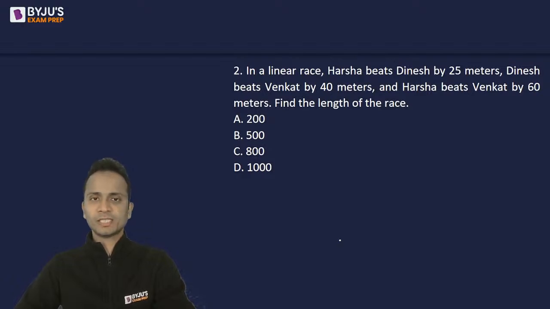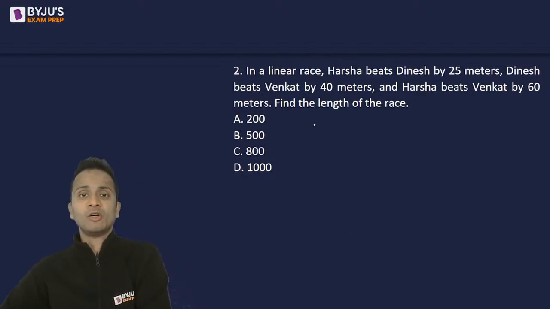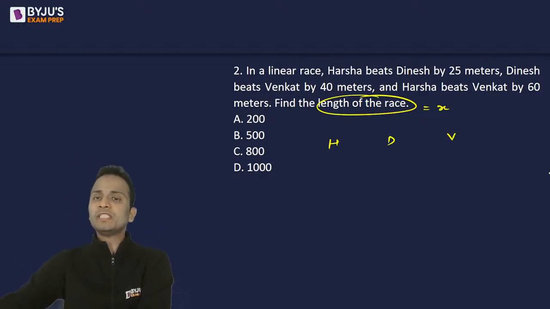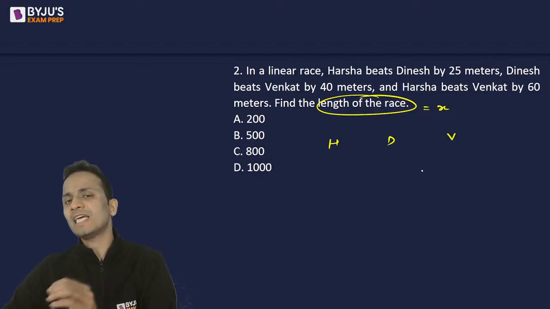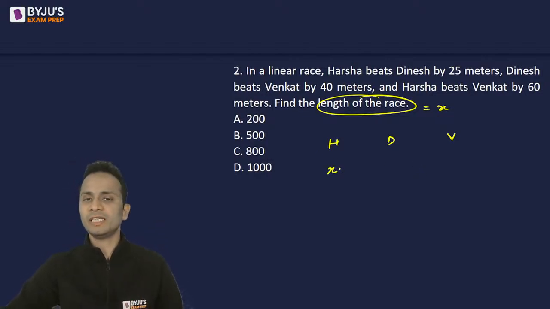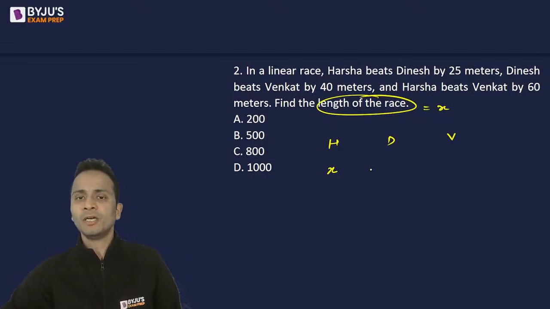All right, so let's start solving this one. Now, I'll assume that the length of the racetrack is equal to x. Okay, so Harsha, Dinesh, and Venkat, these are the three runners. Now, Harsha beats Dinesh by 25 meters. That means when Harsha has covered the entire racetrack of x meters, then Dinesh has covered 25 meters less than Harsha.